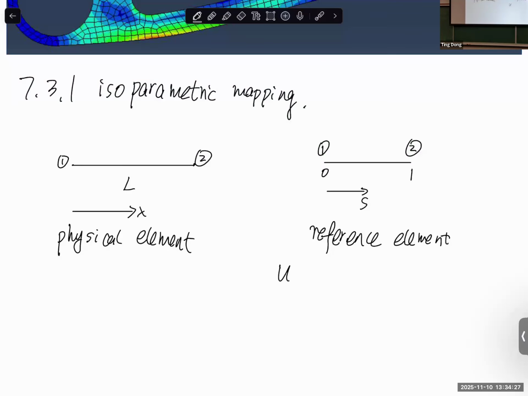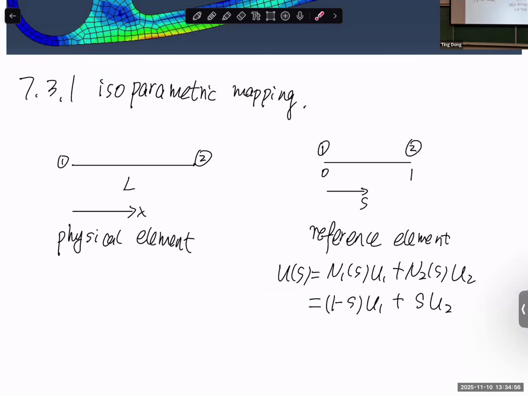Remember, for the interpolation in this 1D situation, we have shape function N1 times u1 plus shape function N2 times u2. Shape function N1 is always 1 at node 1 and 0 at node 2, so it's simply 1 minus s, times u1. N2 should be 1 at node 2 and 0 at node 1, so it's simply s, times u2. This is shape function N1, this is shape function N2. Right? We talked about this one before.